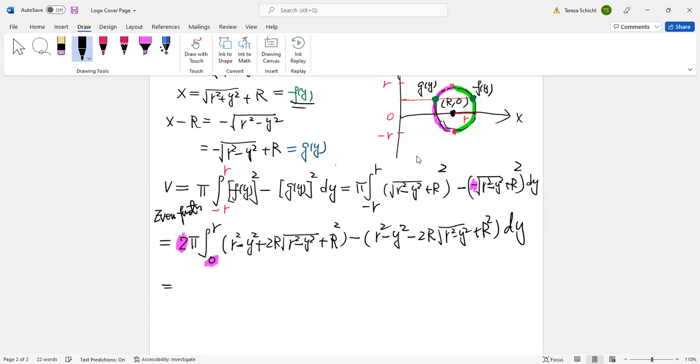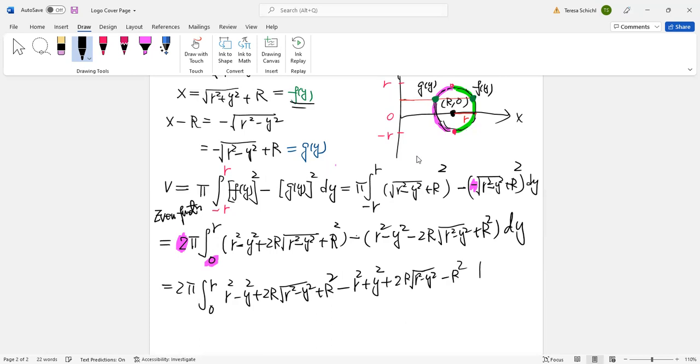Now this one will be 2 pi from 0 to R. Let's simplify that. This is r squared minus y squared plus 2r times the square root, plus R squared. Now distribute the minus: minus r squared, minus minus is a positive y squared, minus minus is a positive 2r times the square root, minus R squared, dy.